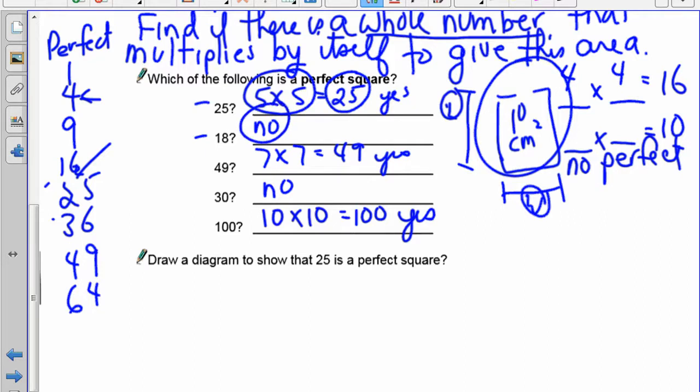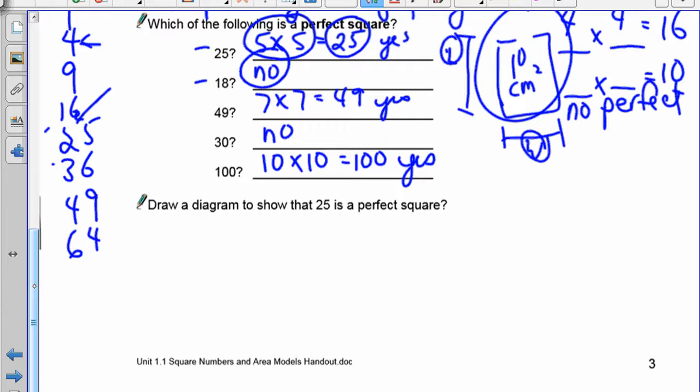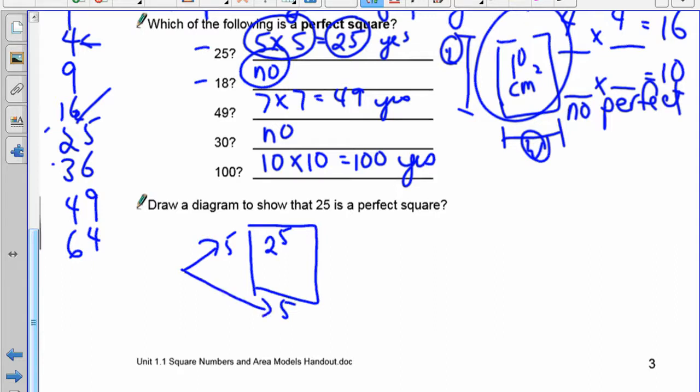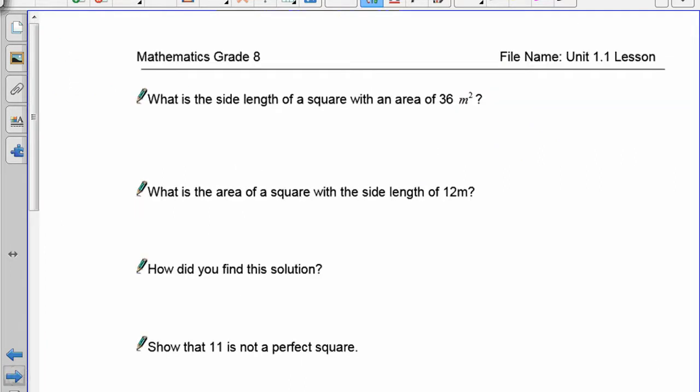So one of the most common questions is, draw a diagram to show that 25 is a perfect square. If you want to prove that something's a perfect square, it's really simple. All you have to do is draw that square. If this area is 25, this is 5 by 5. Because you've shown that these are whole numbers, you have proven that 25 is a perfect square, because 5 times 5 is 25. So that's all you have to do when you get that question. You might want to remember that. I do it quite often.